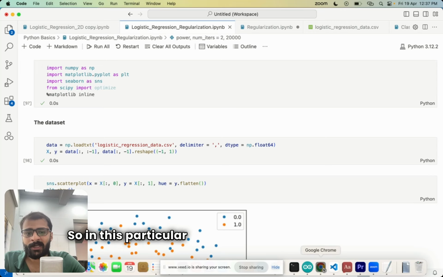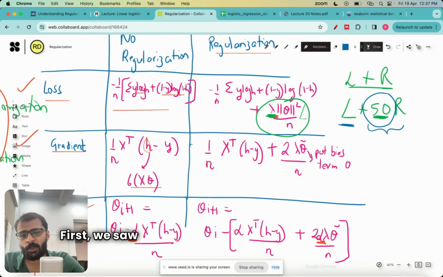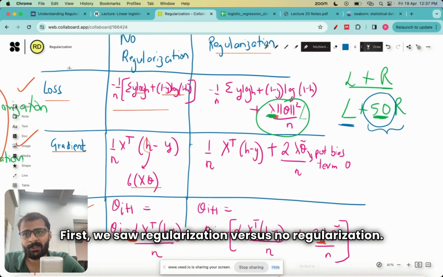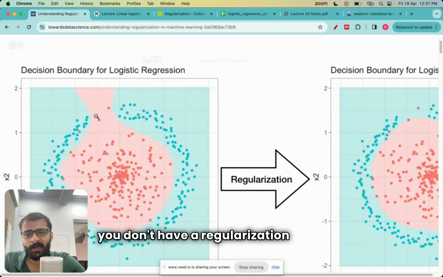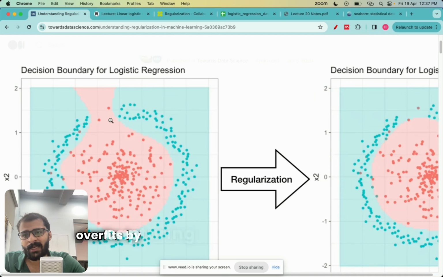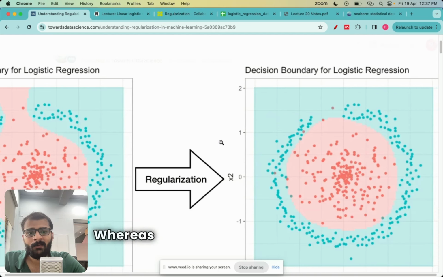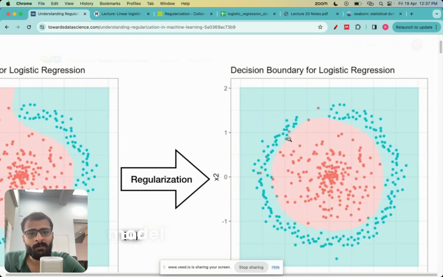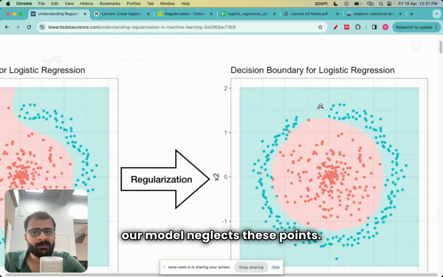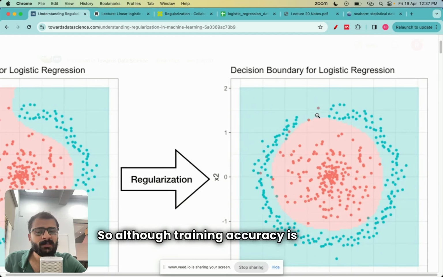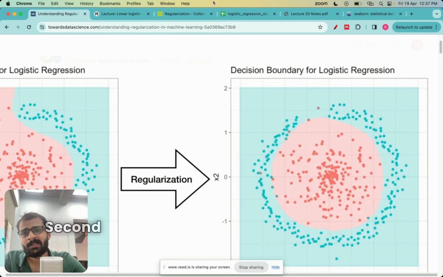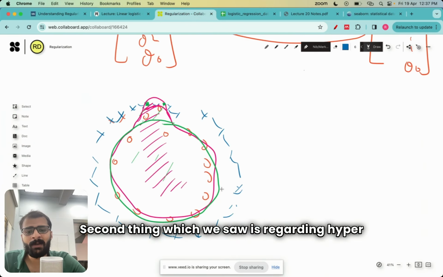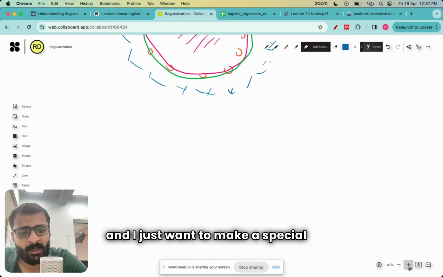So in this particular example, we saw three things. First, we saw regularization versus no regularization. In particular, if you don't have regularization, our model overfits by capturing noise, something like this. Whereas if we do have regularization, our model neglects these points. So although training accuracy is low, it's fine, because it neglects these points so that generalization and forecasting can be better. Second thing which we saw is regarding hyperparameters, and I just want to make a special note regarding the same.